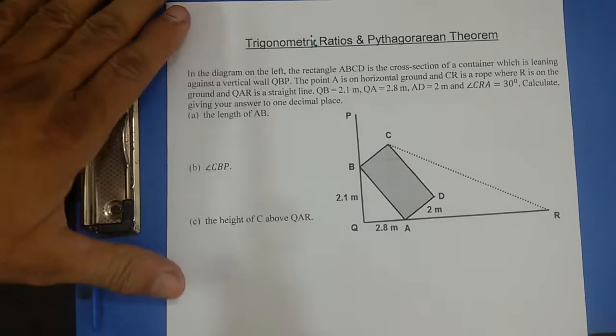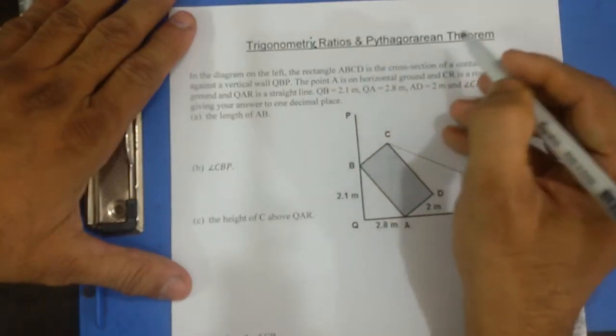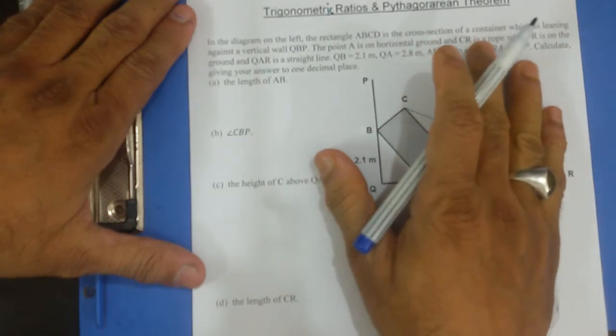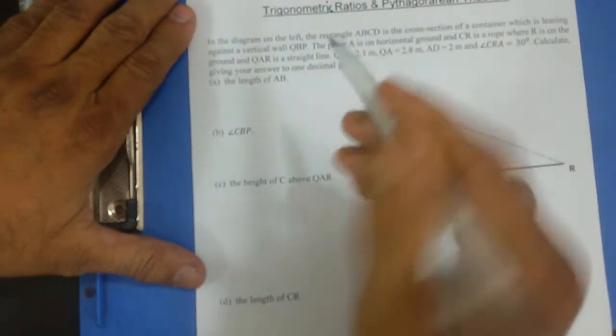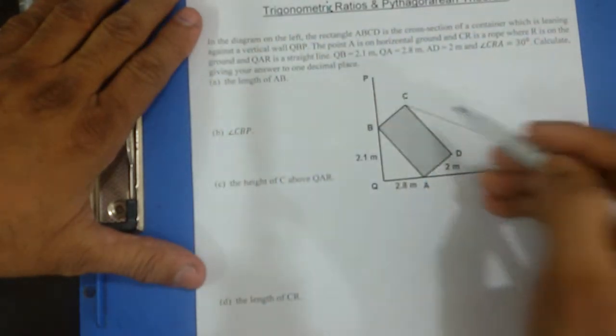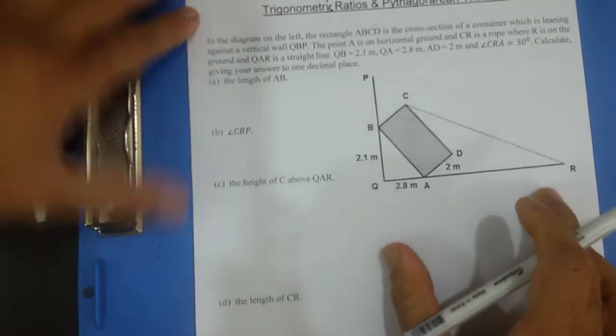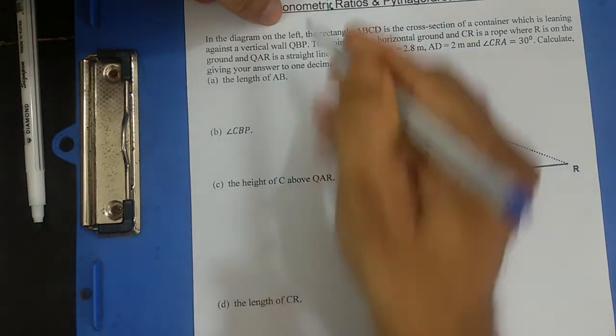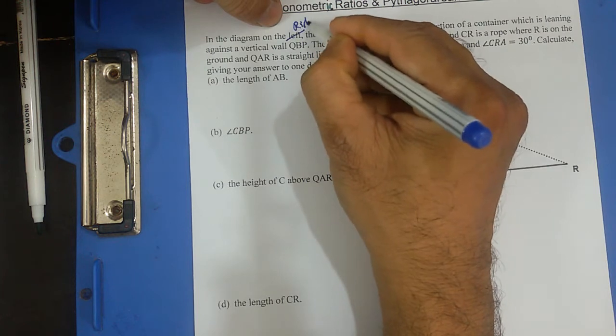Good morning, students. Welcome to this lesson on trigonometric ratios and the Pythagorean theorem. This is a little more advanced than the one we have done before. In this question, you can see there is a diagram on the right. As a matter of fact, it's on my right side.